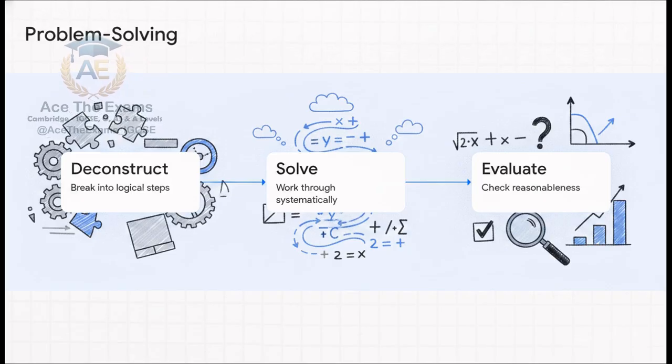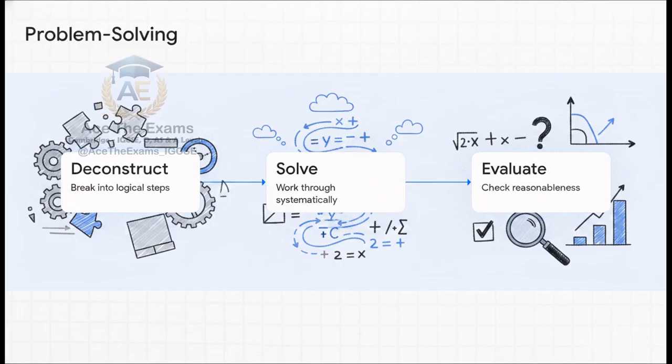Second, solve. Work through your transformation systematically, writing out every single algebraic step. Challenge number 2, find the flaw. Imagine a paragraph of working out where a student goes from y equals ax to the power of n straight to log y equals n log x. What's the flaw? They forgot the constant a. They lost a mark right there.